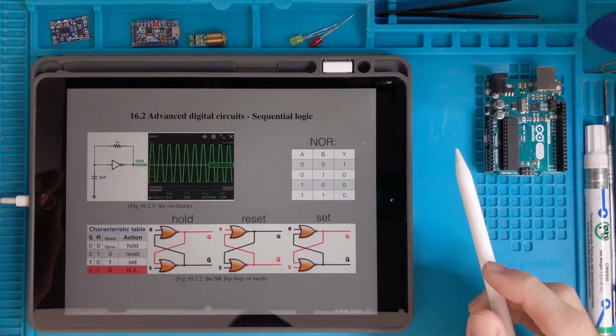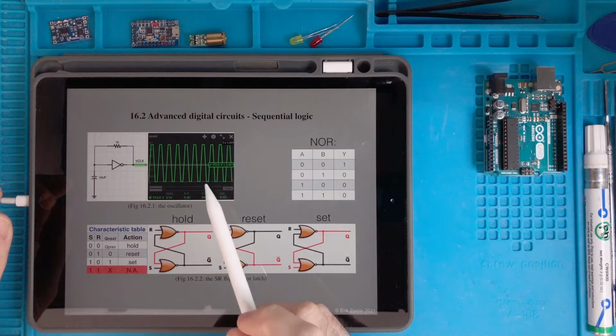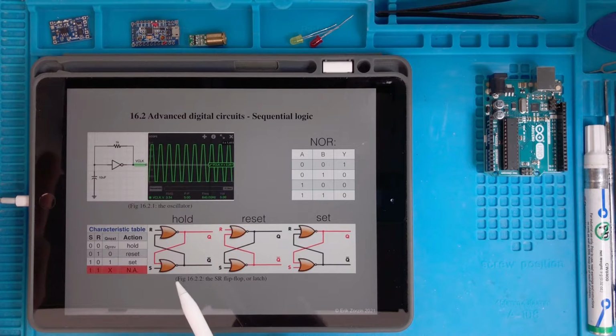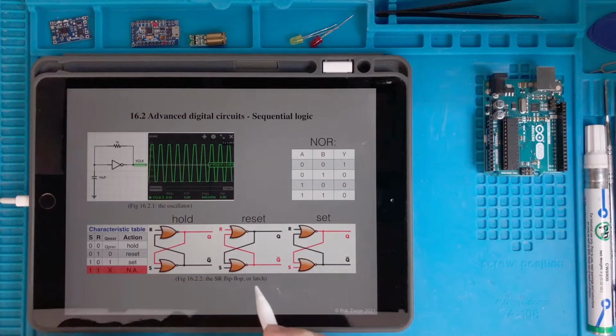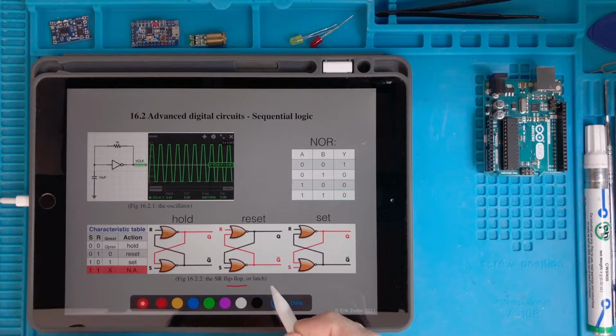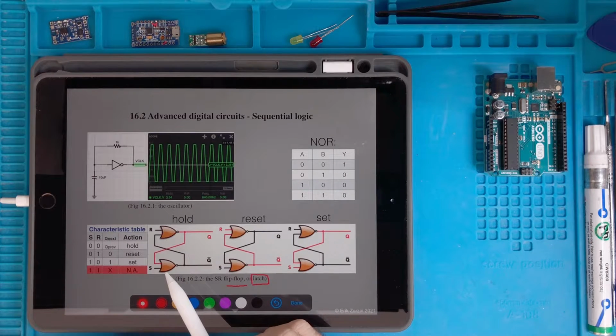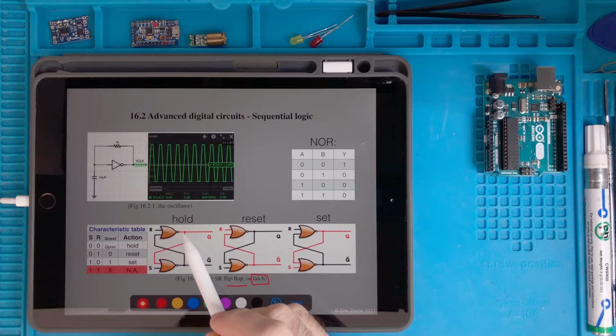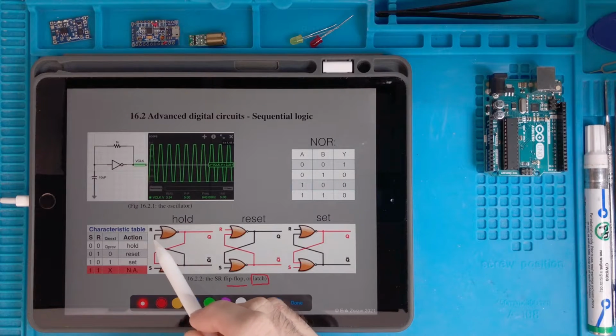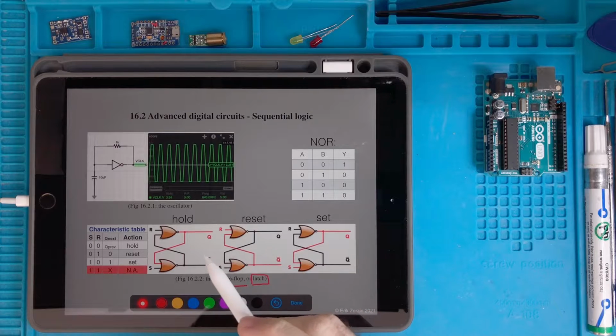So we found a way of creating a clock oscillator. We studied combinational circuits, and now we need to study this circuit which has this funny name. It's called flip-flop or latch also. Okay, so let's see. Now we have two NOR gates connected with this strange crossed feedback here, and the truth table we are going to study.